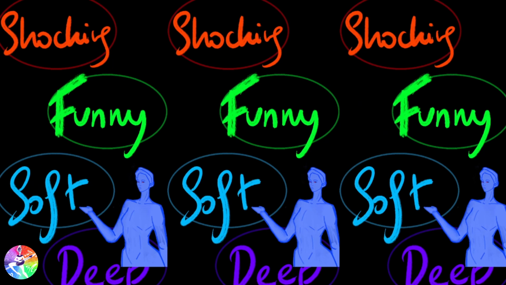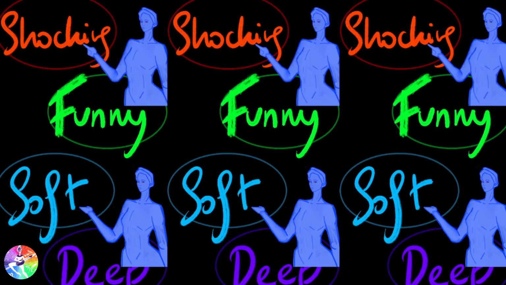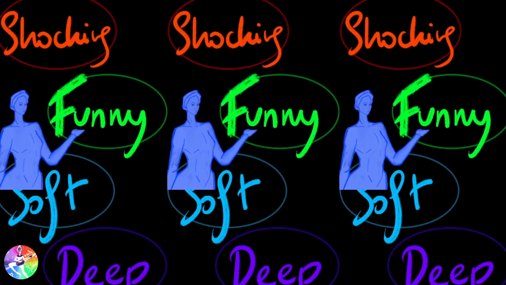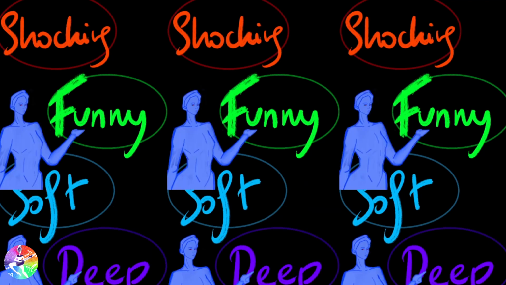Soft is the direct opposite of shocking. So if you want to create a fast and quick paradox, you take a shocking element and you combine it with a soft element. And that's an immediate contrast. Same thing for funny and deep. Most of the time they'll oppose. Whereas funny will be the funny element, deep will be a more serious element. So if you want to create another paradox, that's another combination for you.